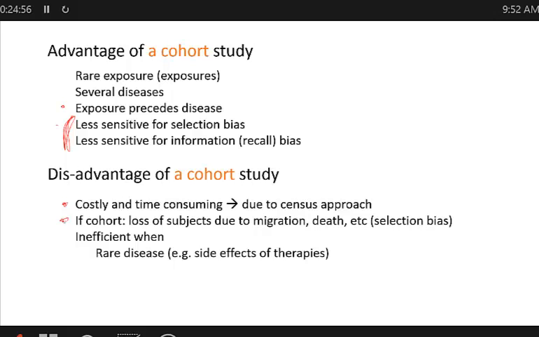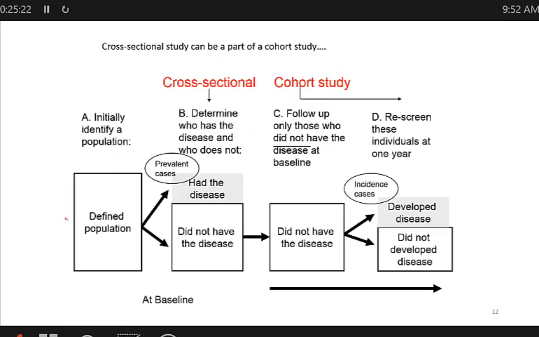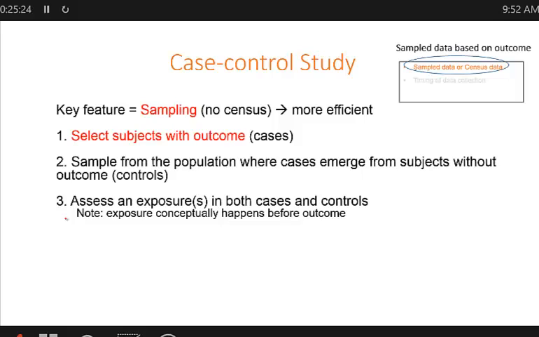Okay, and then the last one, as I say, rare disease. If the outcome is rare, it takes a long, long time to collect enough sample size. So it might not be good for rare disease. So what is good for the rare disease then? Case control study. Okay. So I come back to the slide I skipped. But anyway, let's talk about case control study.